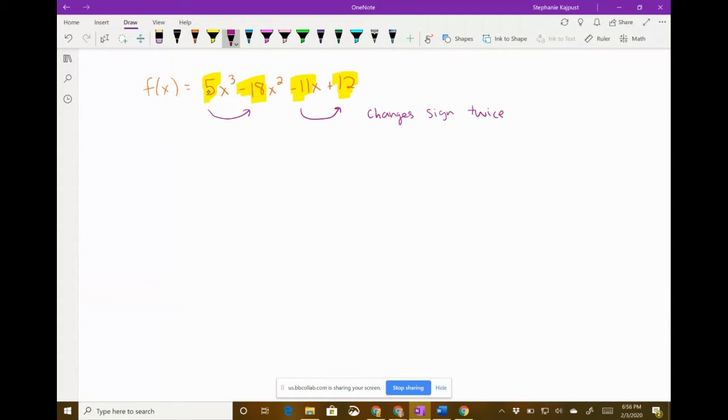And so that means that we could have two positive zeros, or we always subtract 2 until we get something that's 0 or negative. So we could also have 0 positive zeros. So they always come in pairs.